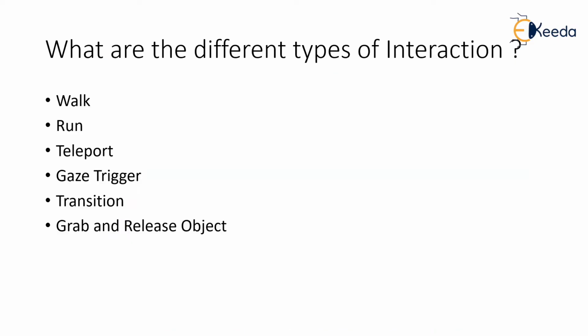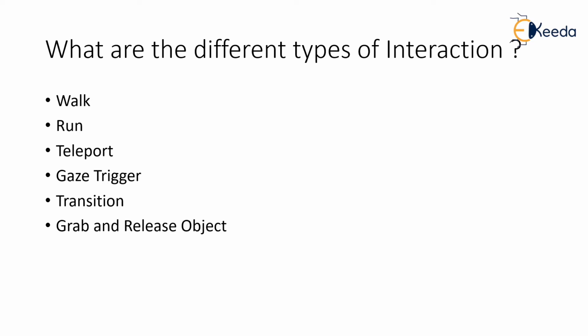What are the different types of interactions? Here are a few of the interactions that we'll be developing, especially keeping in mind that we are using Google Cardboard as our main VR viewer. So first of all, we'll learn how to walk in virtual reality. How do we run, teleport? How do we use a gaze timer? So if you're looking at something, how do we use a gaze trigger? So if you are looking at something for too long, an action is triggered.